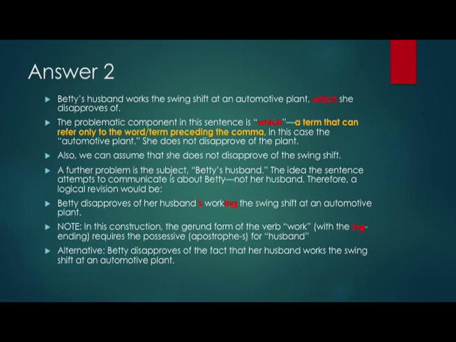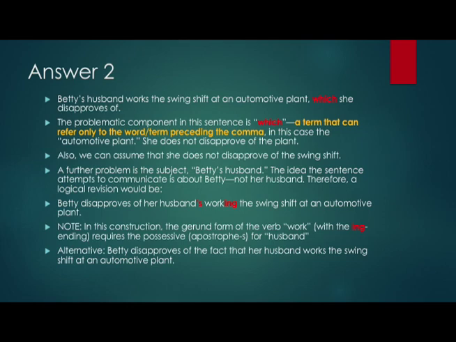So a logical revision would be Betty disapproves. So for subject and verb, we need to choose the subject who is the agent of the action, and it's Betty. Disapproves is the verb, or disapproves of is the verb that we need to have here. So, Betty disapproves of her husband's working the swing shift at an automotive plant.